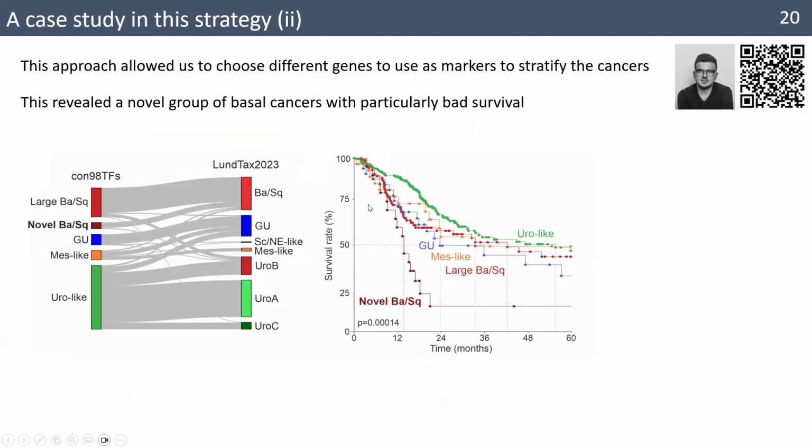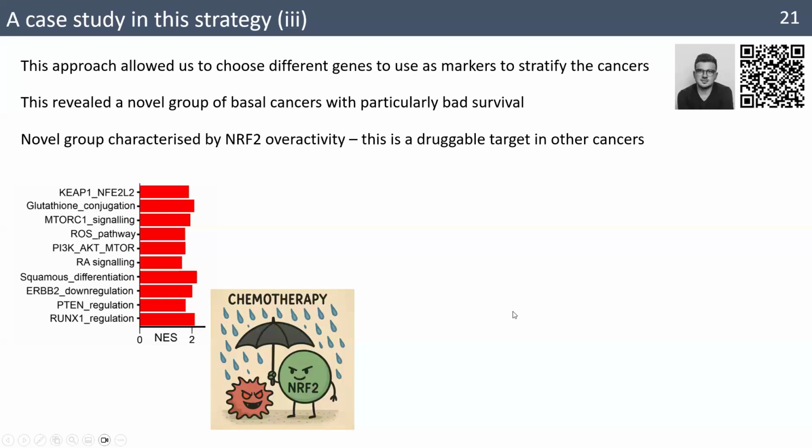The key thing with using these different genes, so we found 100 genes that we were able to use to subtype the tumors. That allowed us to find a novel group of tumors, these novel basal squamous tumors, and their survival was very poor, significantly worse than all the other groups that we found. When we look at the biology of these tumors, they're associated with a protein called NRF2.